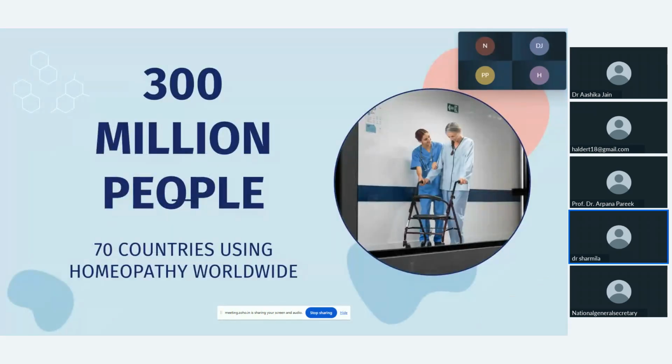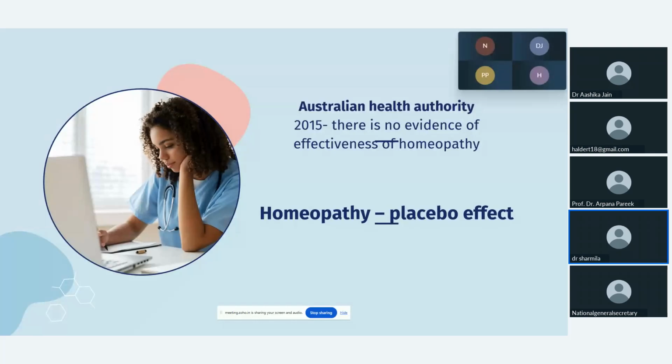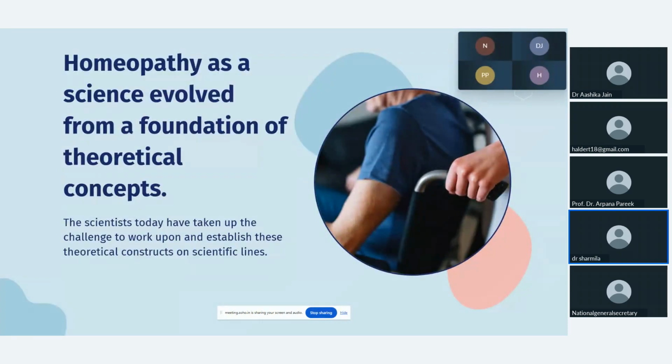As per the prevalence rate, 300 million people are using homeopathy worldwide, across 70 countries. Then why are we thinking of doing research in homeopathy and why is there a need? I found one article showing that the Australian Health Authority in 2015 gave evidence that homeopathy is just a placebo effect. It got viral everywhere, and every social media was focusing that homeopathy is just a placebo effect. So is that so? Is homeopathy placebo, or do we need to prove that yes, homeopathy is also one of the sciences to treat disease conditions and bring about cure?